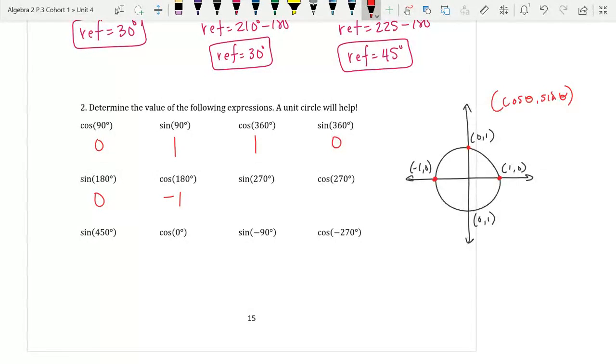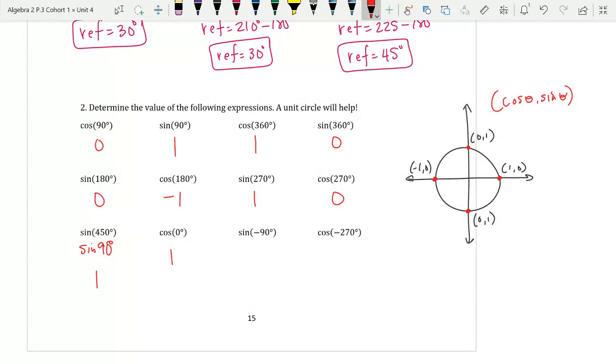270, we're down here at the bottom part of the y-axis. The sine is the y value, so that's negative 1. The cosine is the x value at that point, so that's 0. And then we have some interesting ones here at the bottom. 450 is too big, so if I subtract 360, this is the same as the sine of 90. Sine of 90 we already know is 1. Cosine at 0 degrees: at 0 degrees, the x value is 1.